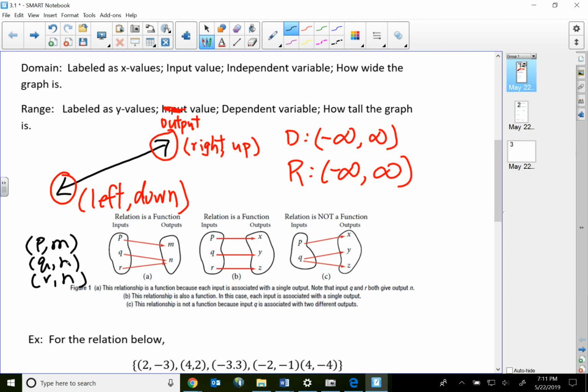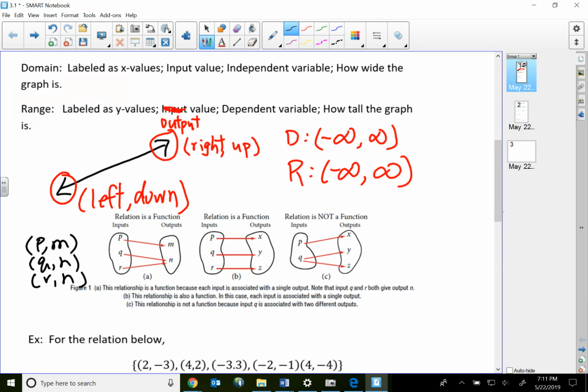These three ordered pairs together are called a relation, and this relation is a function. This relation, P to X, Q to Y, R to Z, is a relation, and these three ordered pairs together are also a function.